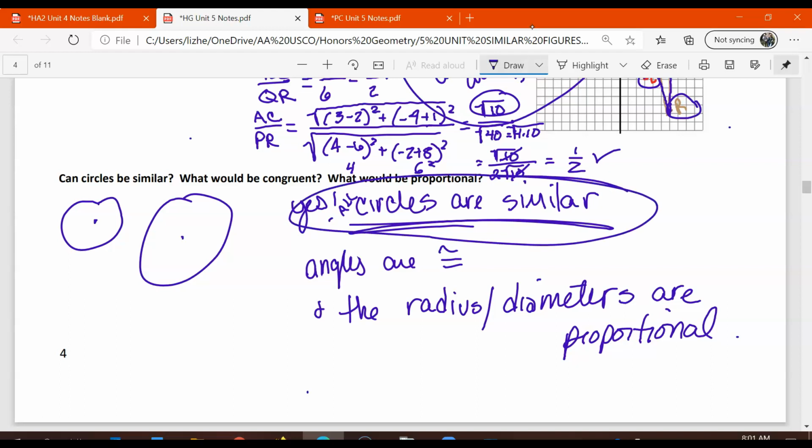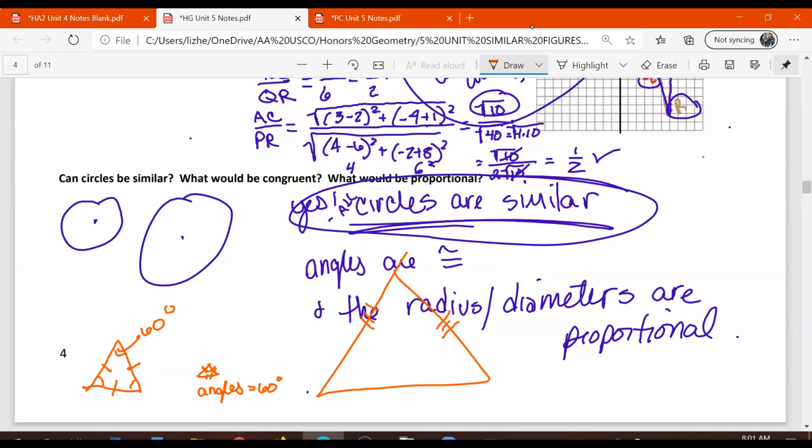Another shape that is always similar is equilateral triangles, right? These sides are all equal, but what do all these angles measure? 60 degrees. These are all 60. So if I have a tiny little equilateral triangle, those sides don't equal these sides, but all their angles are still 60 degrees. Or if you have a huge equilateral triangle, all those sides are equal and all those angles are 60. So all equilateral triangles are similar to each other. Just like all squares would be similar, but not all rectangles. All right, that's the end of it.